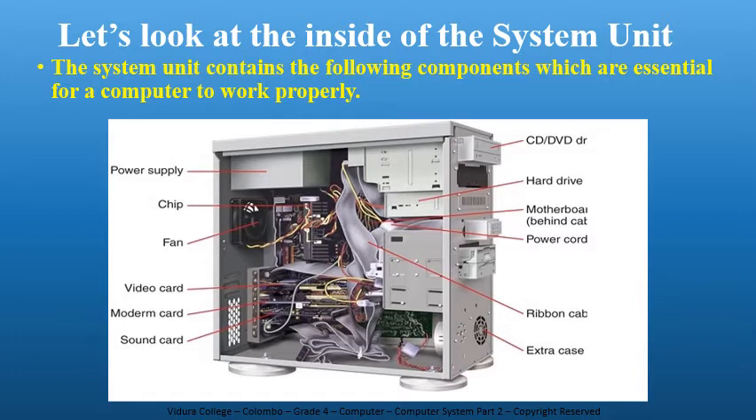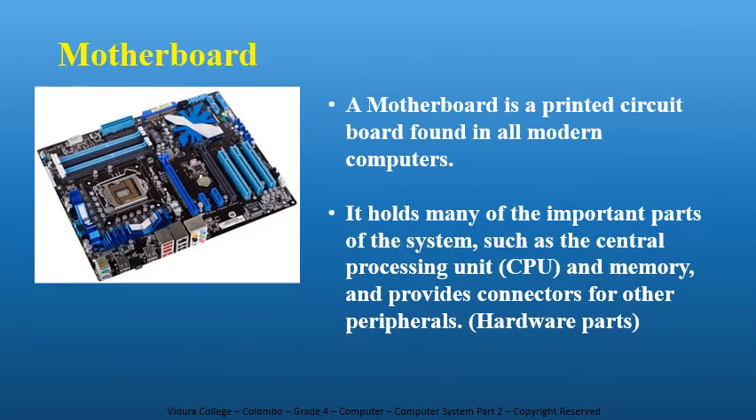Let's learn some of the important parts inside the system unit. The motherboard. A motherboard is a printed circuit board found in all modern computers. It holds many important parts of the system, such as the central processing unit or the CPU and memory. It provides connectors for other peripherals or hardware parts.